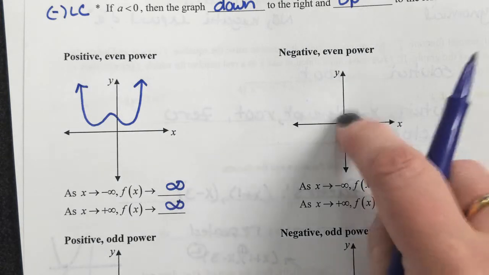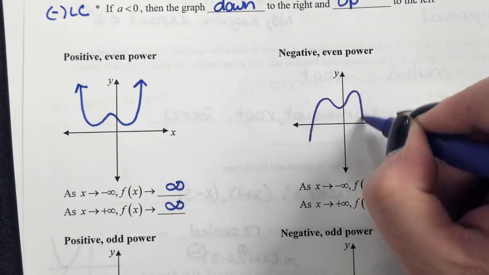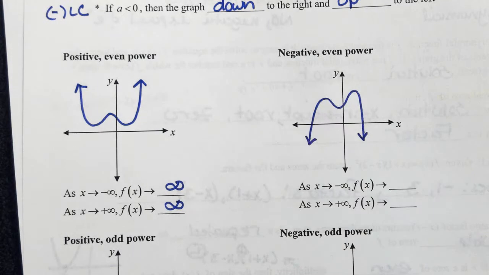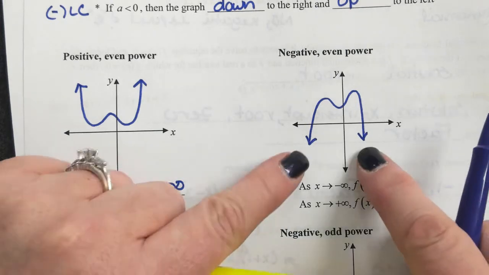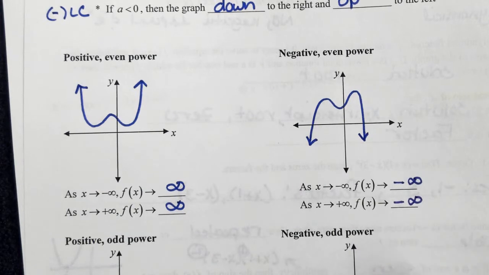If you have a negative even power, like I just mentioned, both ends are going to go down. Doesn't matter how many bumps and turns you may have in the middle. But if it's an even degree polynomial function where the leading coefficient is negative, both ends go down. So we say that both ends are approaching negative infinity.